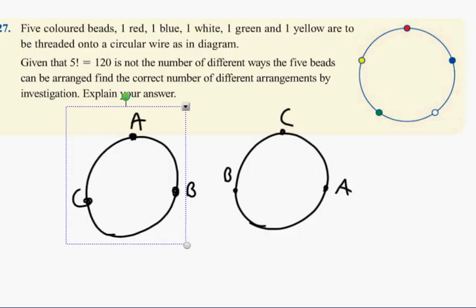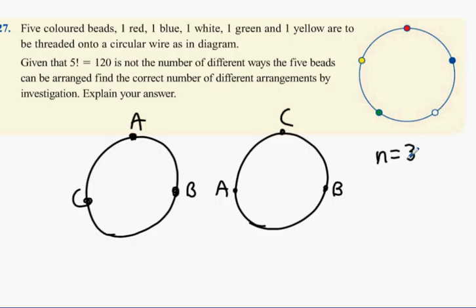Anybody else have another way of doing that? CBA. Okay, so change the B and the A around. Is there any other combination we can use there? No. There isn't, is there? Anybody see any other combo? So, when you have 3 objects in a circle, the number of combinations is 2. No, it'll just spin around back to their original position, right?